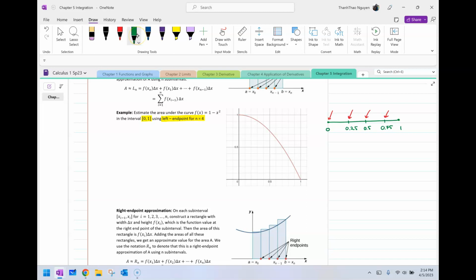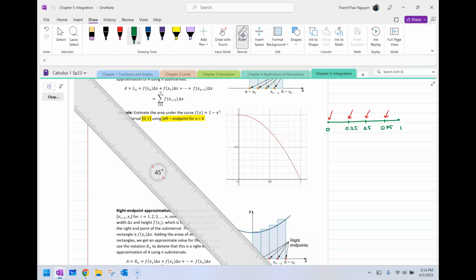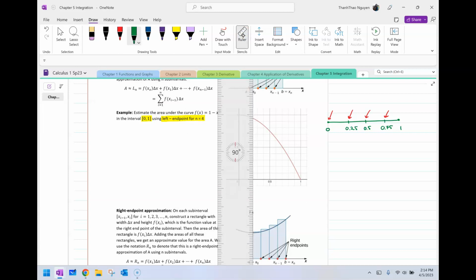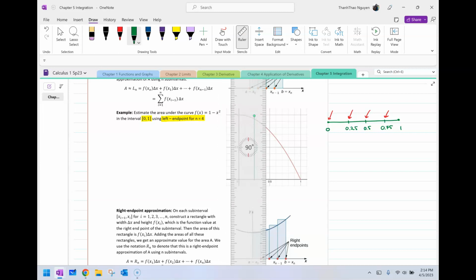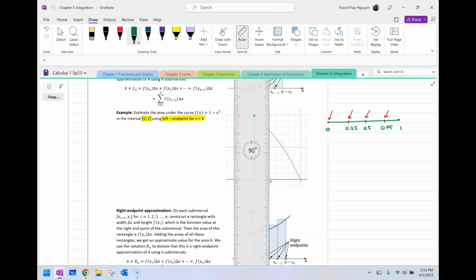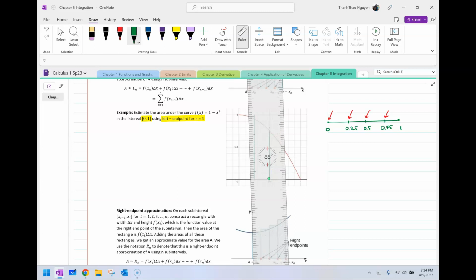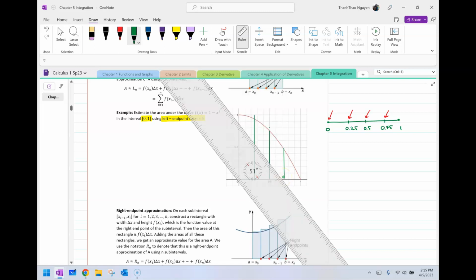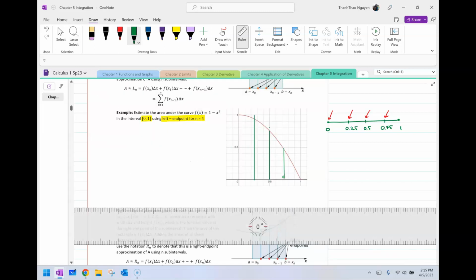So what we're saying here is we estimate the area of this rectangle, and if I can draw it evenly, using the left endpoint. Okay. So how do we determine this? We look at the area of the rectangle.